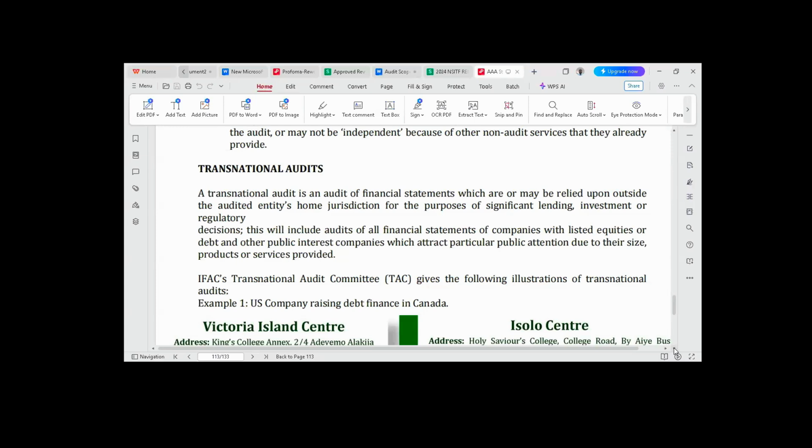Okay, so that takes us to the next one, the transnational audit committee. Now, this is a committee. This is a fallout, a continuation of this transnational audit. A transnational audit committee is a committee that's made up of what? Transnational auditors.